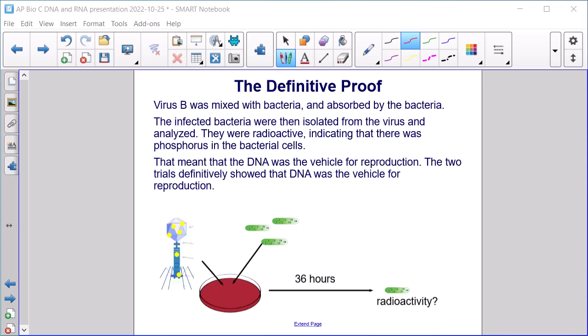Virus B was then mixed with bacteria and absorbed by the bacteria, allowing it to become infected. The infected bacteria were then isolated from the virus and then analyzed. The remaining bacteria were radioactive, indicating that there was phosphorus in the bacterial cells. That phosphorus was attached to or labeling the DNA. That meant that the DNA was the vehicle for reproduction. The two trials definitively showed that DNA was the vehicle for reproduction.